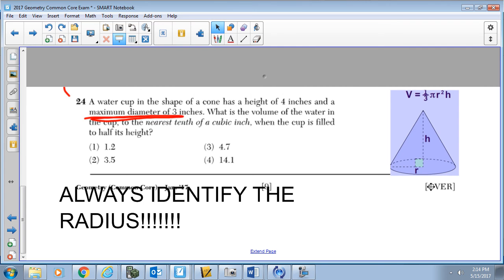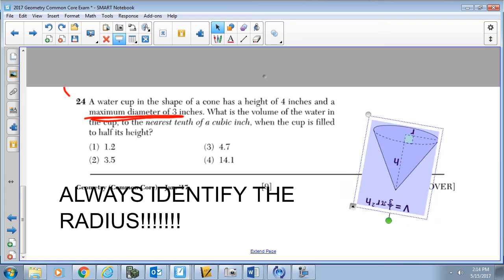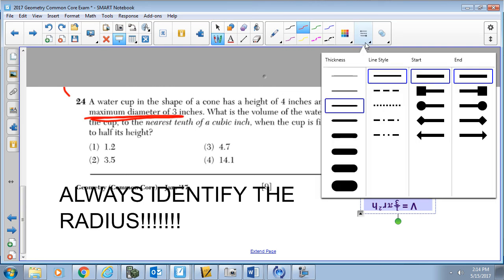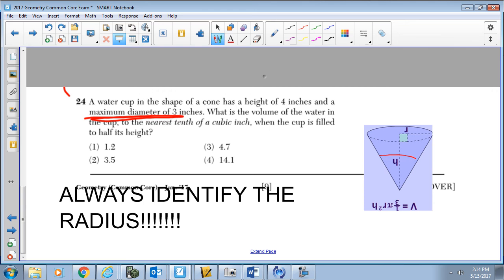So what is the volume of the water in the cup to the nearest tenth of a cubic inch when the cup is filled to half of its height? All right, so you have to imagine something here. Let's imagine that this is a cup. It's shaped like a cone, and it's only filled to half of its height. So let's say that it's filled to about right here, right? Now the maximum diameter, that means if you were to fill the entire cone up, the top of it, the diameter would be 3, but we only want half.